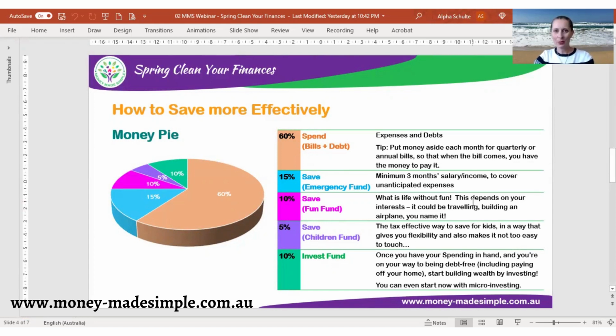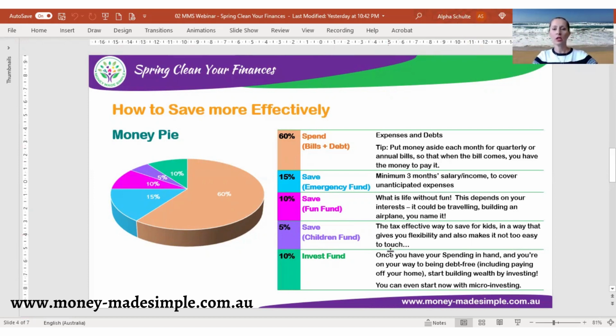But it doesn't have to be 60%. You might not have the ability to do the 10% invest, so it might be 70% spend for a while, and then once you get your debt down to a point where you can start to save for investing, your pie adjusts again.